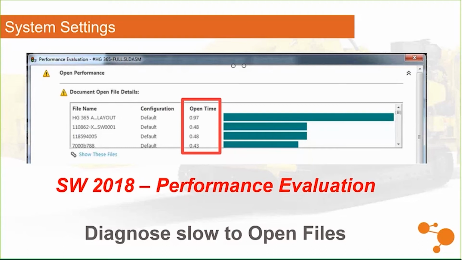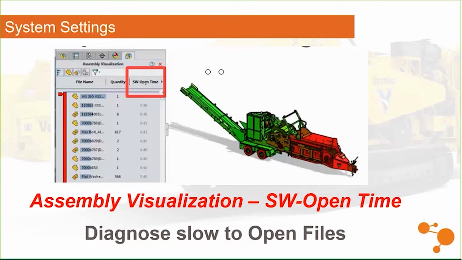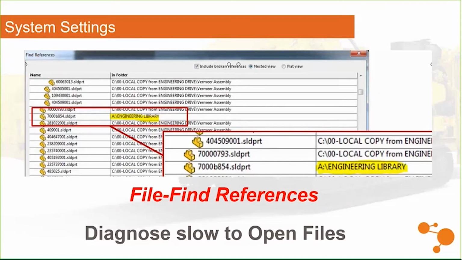It's really nice in 2018 because it'll show you what files and how long they're taking to open. If you're on an older version of SolidWorks, that was an enhancement in 18. So if you're on a 2017, 2016 version of SolidWorks, you can use the assembly visualization tool and filter it to show SolidWorks open time, and it's basically showing you the same information. But again, you can try to start troubleshooting which files are taking longer to open and why.